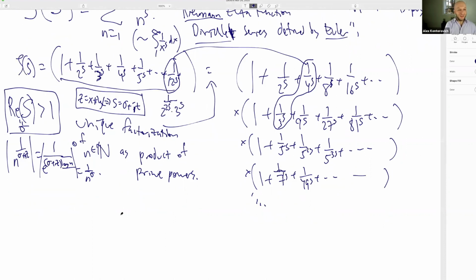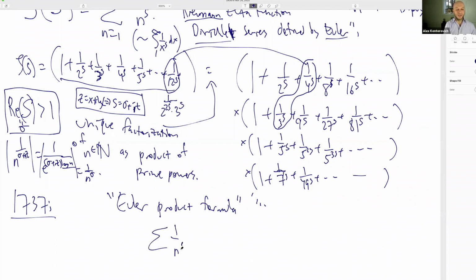So in 1737, he proves an incredible theorem. This is called the Euler product formula, which people will more often write as the sum of 1 over n to the s, n greater than or equal to 1, is the product over all primes. Now, each of these is a convergent geometric series.